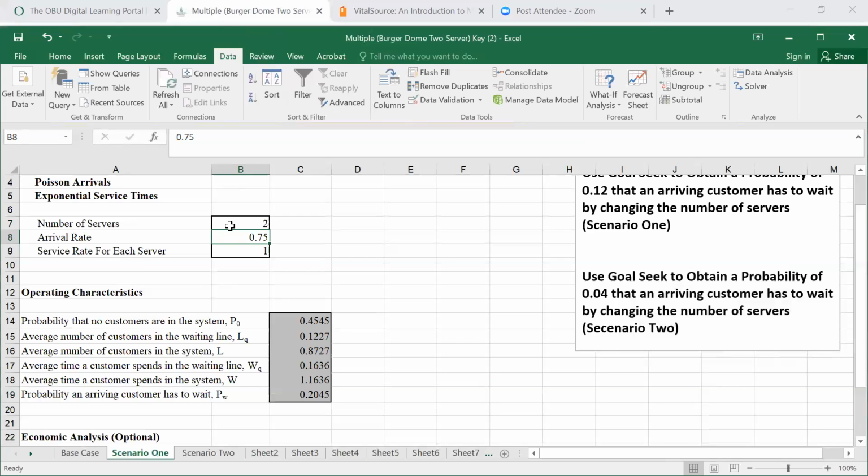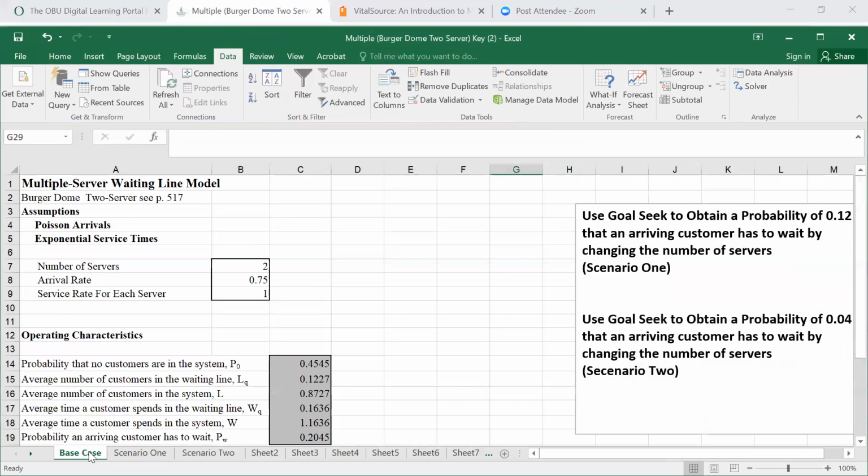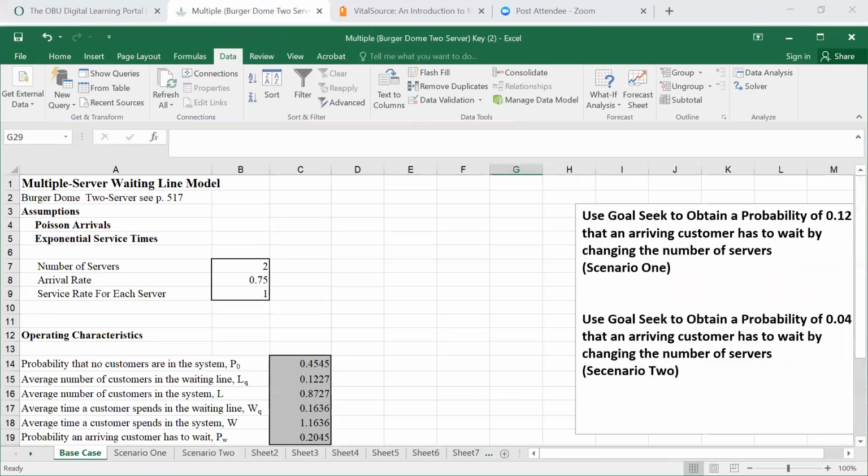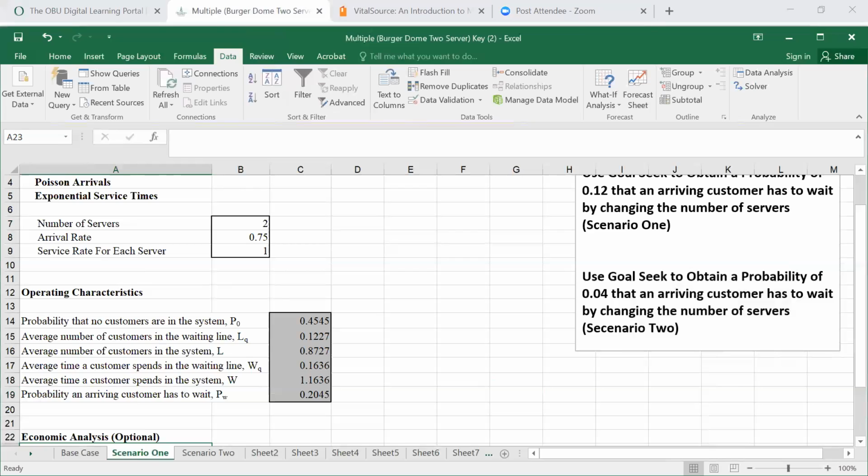So we've worked through scenario 1. Here's the base case. Notice that with this one person, it's a probability of 0.12. With 2 servers, we have 0.20. And we're back up here, same story. Now we're going to do scenario 2, and we're going to use the goal seek again.